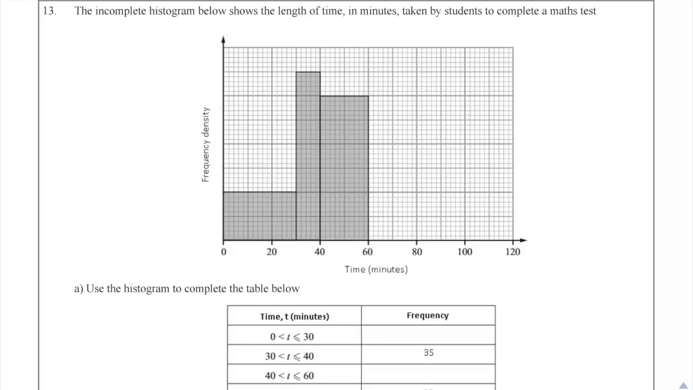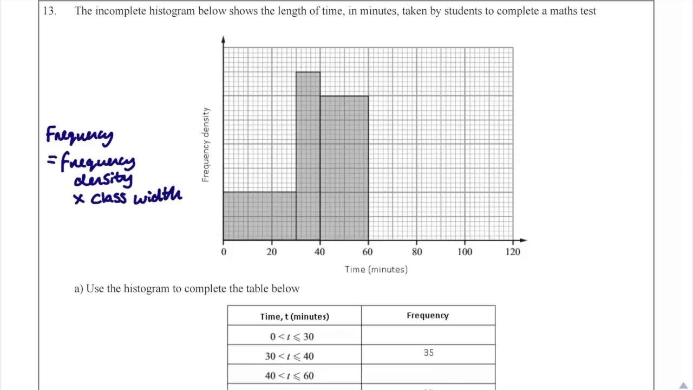So the key to this question is knowing the formula for frequency, and that is frequency equals the frequency density multiplied by the class width, which is just the width of each of the bars on the histogram. Looking at this graph, frequency is the area of each of the bars within the histogram, because we're taking a value for frequency density and multiplying it by the class width, which is what our formula is for the frequency.